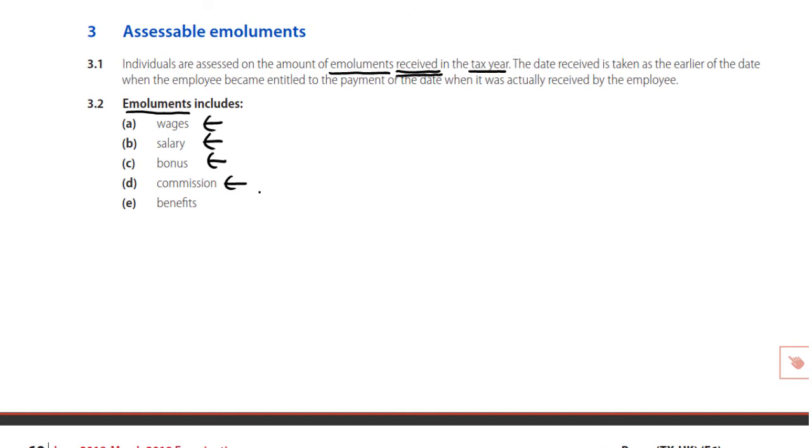And then what will occupy, in fact, probably most of our time here in this particular chapter, there's a whole series of potential benefits that could be provided by your employer. Now, most of these benefits, as we will discover, most of the ones that are going to be tested in your exam anyway, will be assessable benefits.